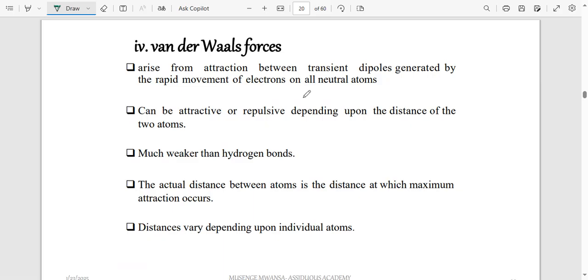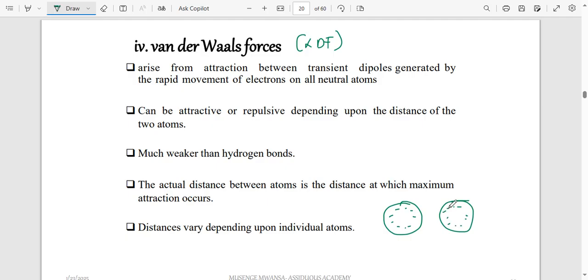And then van der Waals forces. Van der Waals forces are also known as the London dispersion forces. These forces occur in every molecule, whether charged or non-charged. For example, here is a molecule and here is another molecule. These have electrons.